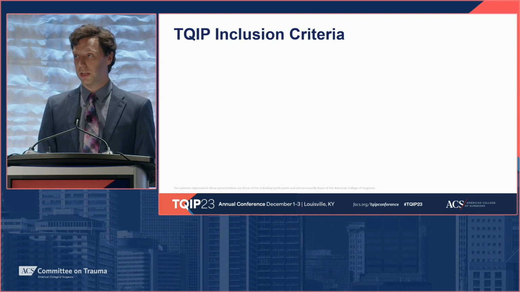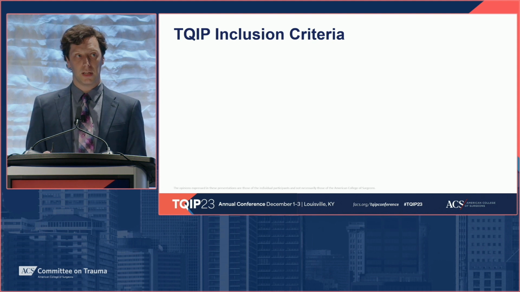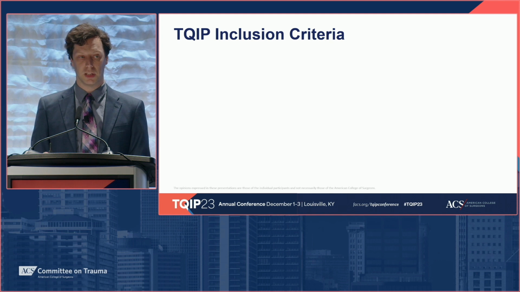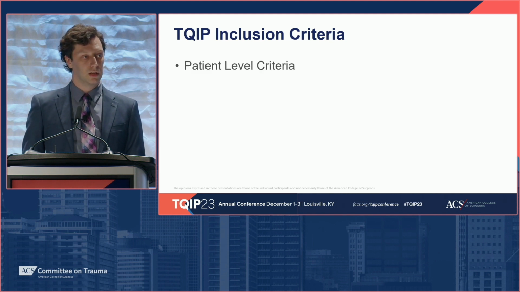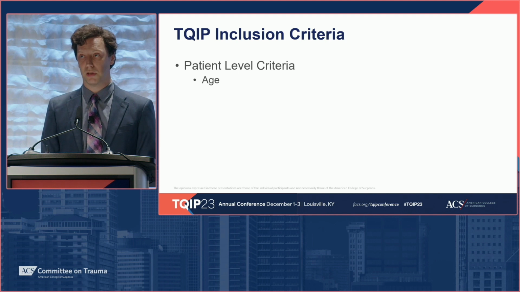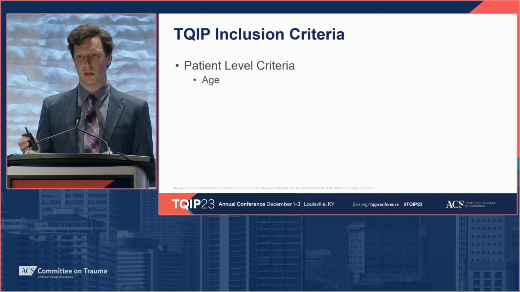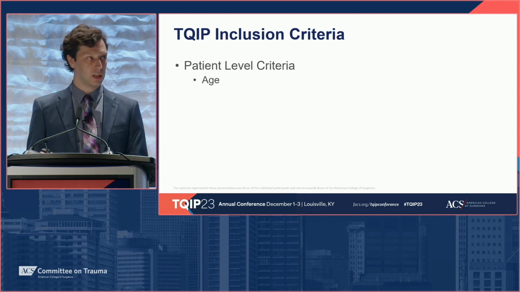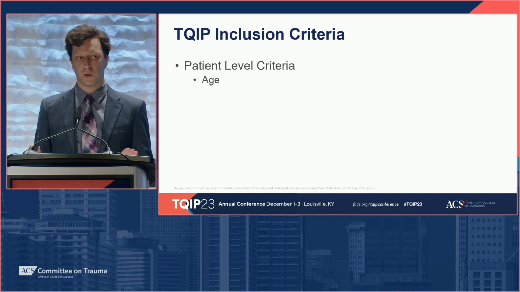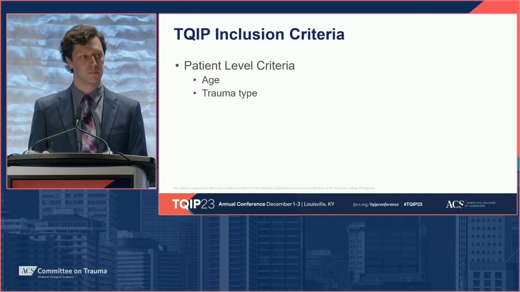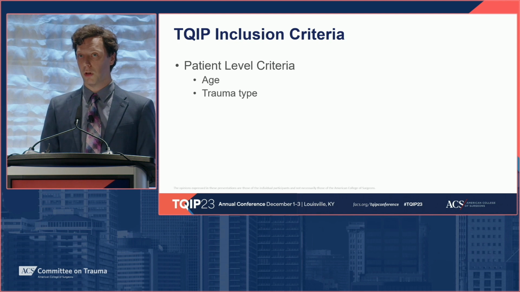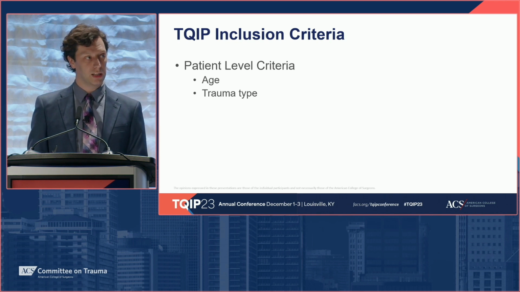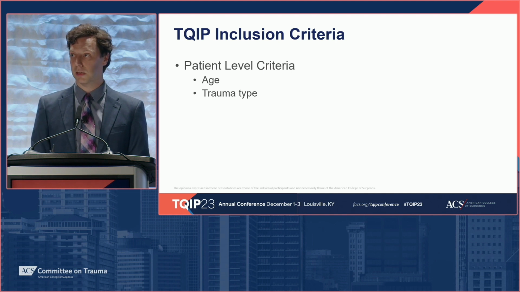The next kind of inclusion criteria is patient inclusion. And this is a bit different because every center is going to have a large number of patients who don't qualify for TQIP. So first, the patient must be the correct age for their center. This means 16 or over for an adult center and 18 or younger for a pediatric center. Level 3 centers, all of your patients of any age can qualify. Next, the trauma type. We're only looking at patients with blunt or penetrating trauma or who have abuse of any trauma type, and this is defined by the external cause code.